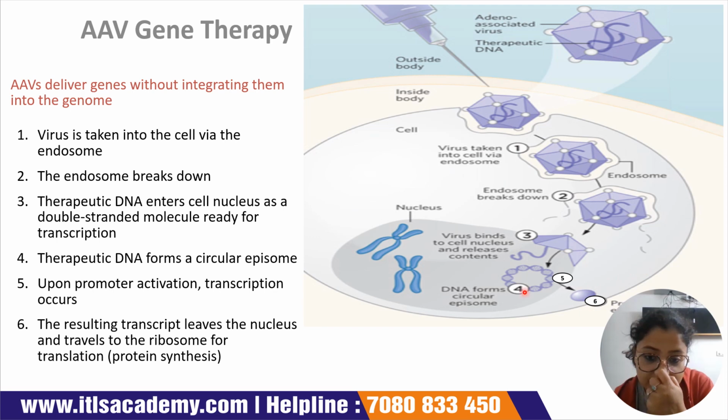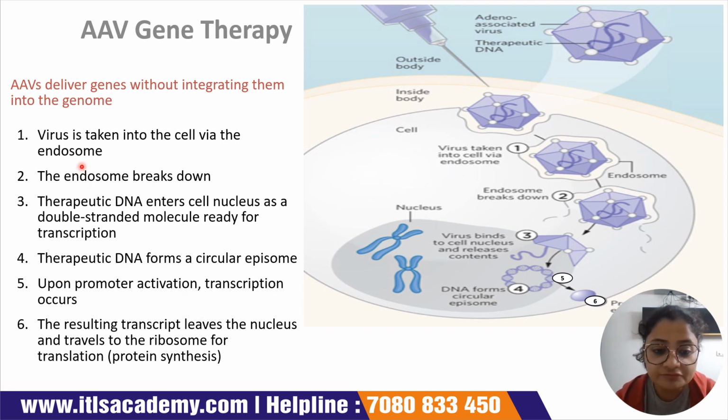This is the therapeutic DNA that is coming outside from the viral cell, and then this DNA forms a circular episome. Then it is getting expressed after protein synthesis, because the ultimate aim is that the therapeutic DNA will go inside the body of the patient. It will become a part of the DNA or the nucleus of the patient, and it will start to produce the protein that it is supposed to encode for. This diagram is explained over here step wise.